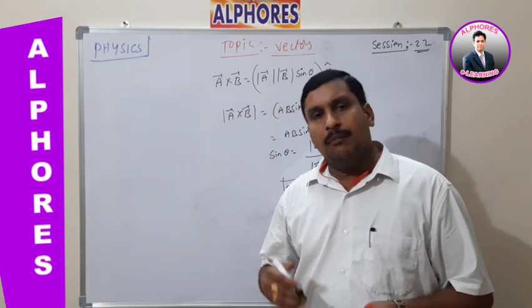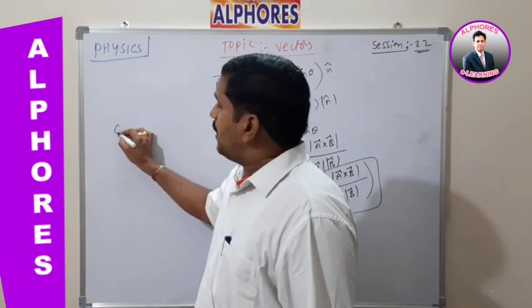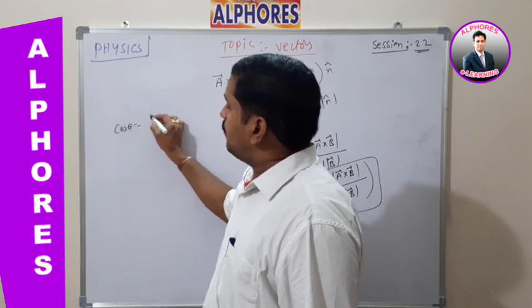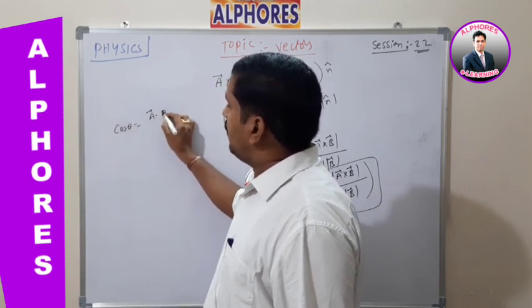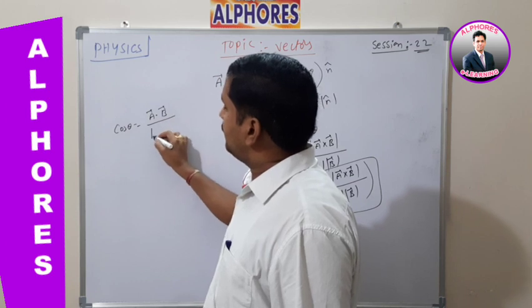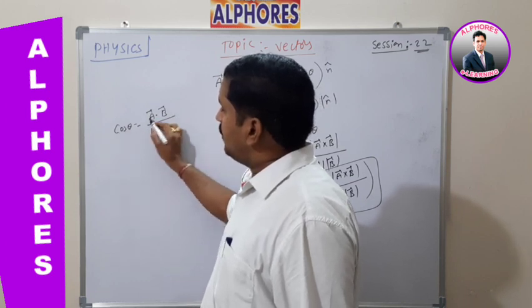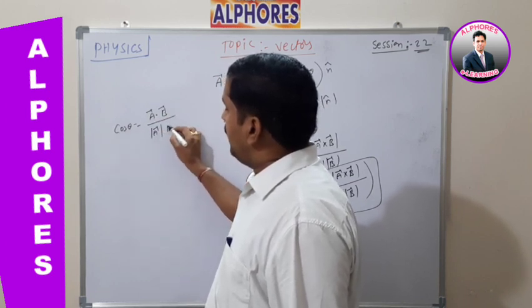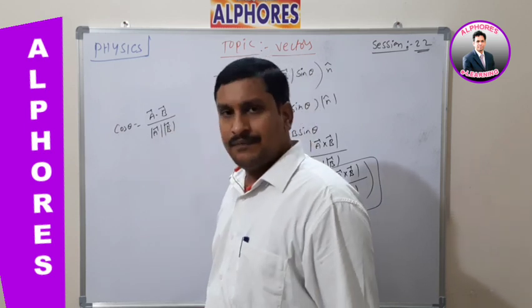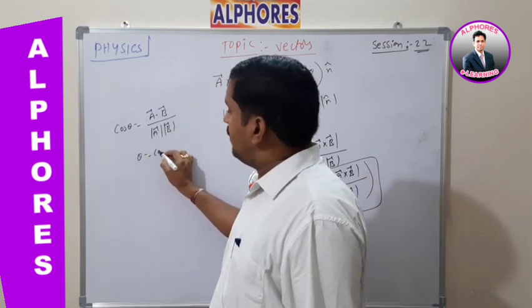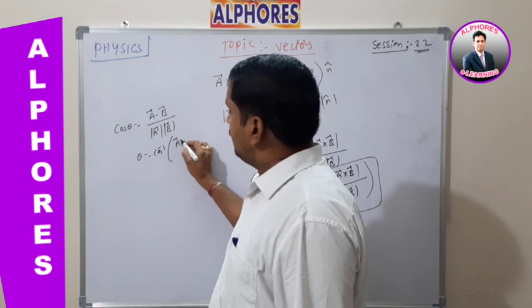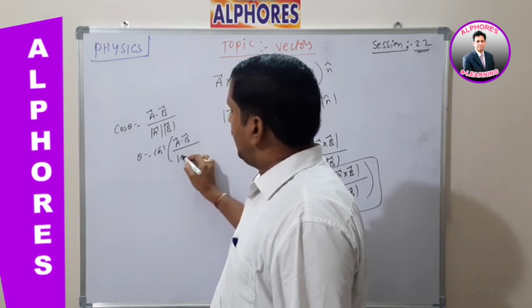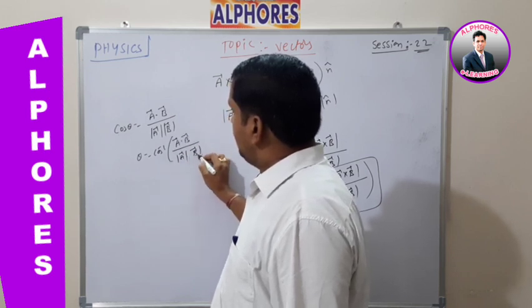So this is the method to find the angle between two vectors as per the vector product or cross product. But we already know, in the dot product, the method to find the angle between two vectors from the scalar product: cos theta is equal to A bar dot B bar by the magnitude of A bar into the magnitude of B bar. That means theta is equal to cos inverse of A bar dot B bar by the magnitude of A bar into the magnitude of B bar.